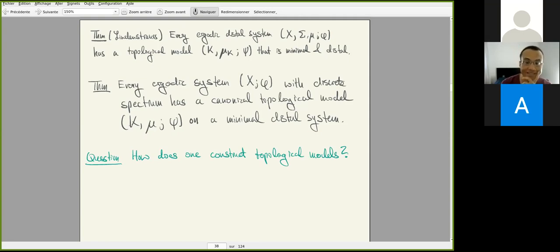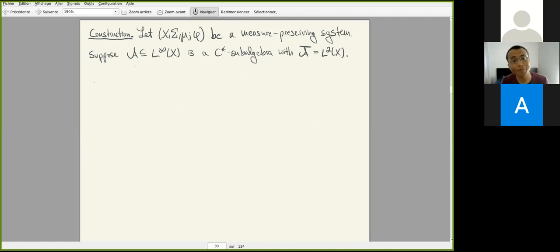This is the content of the following slide, which is a brief reminder or a brief introduction to the machinery for constructing topological models. Because you just have this measure preserving system, and now you're supposed to suddenly find some topological structures somewhere.